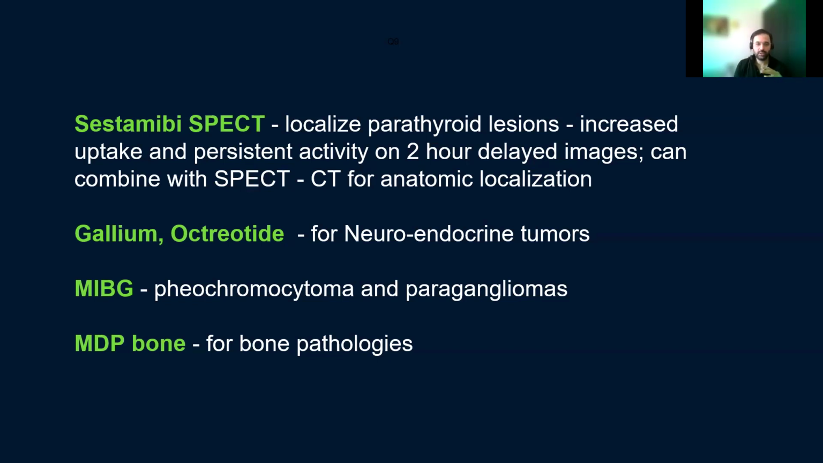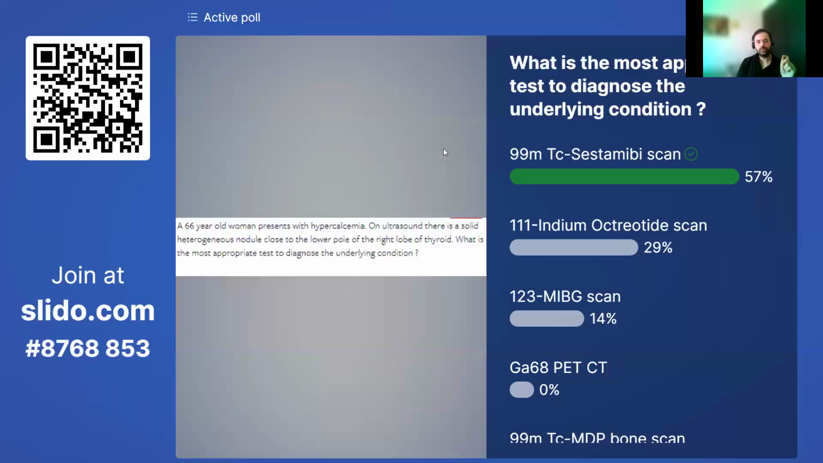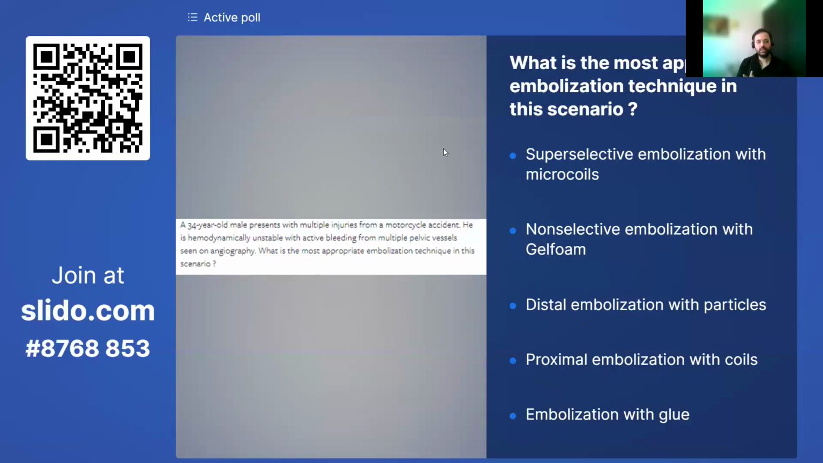Now, gallium and octreotide are for neuroendocrine tumors, and MIBG is for pheochromocytomas and paragangliomas. MDP bone scan is obviously for bony pathologies. But once you've read the question and come to a conclusion that it's the parathyroid you're looking for, then you can pick up the Sestamibi SPECT. This is what this question wanted to test. All right, good. So this is the last question.